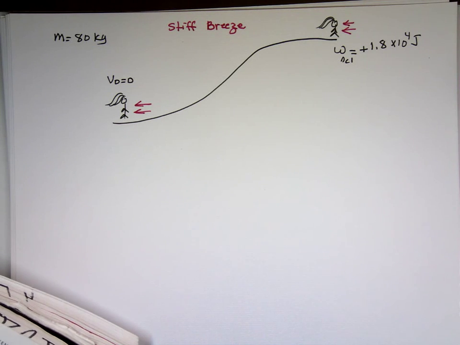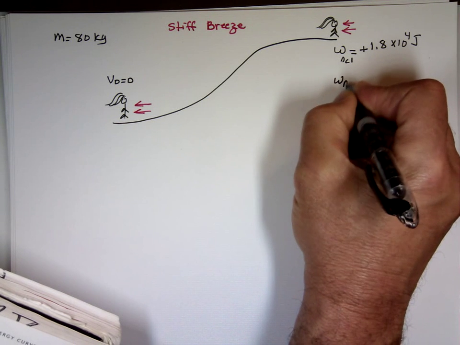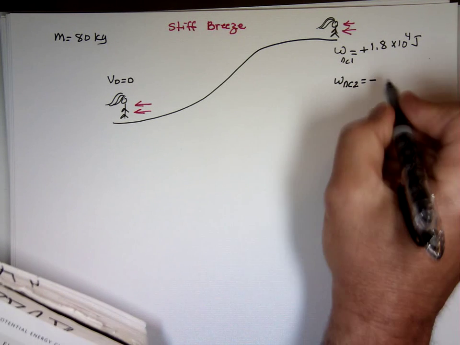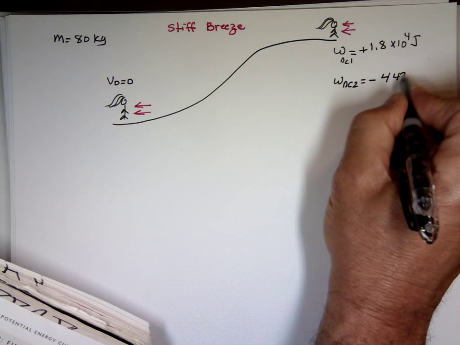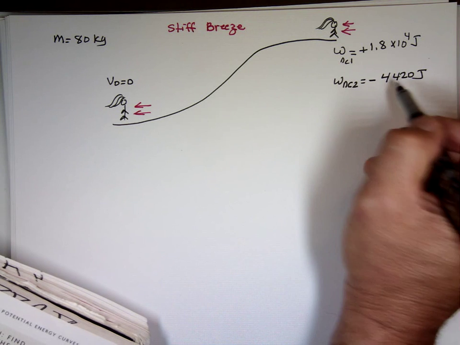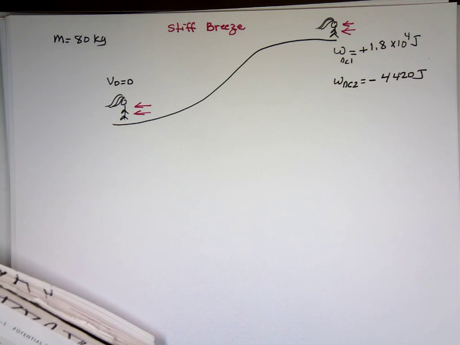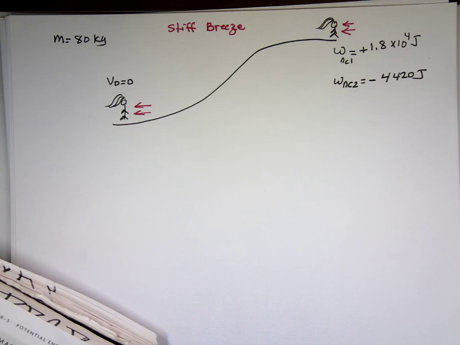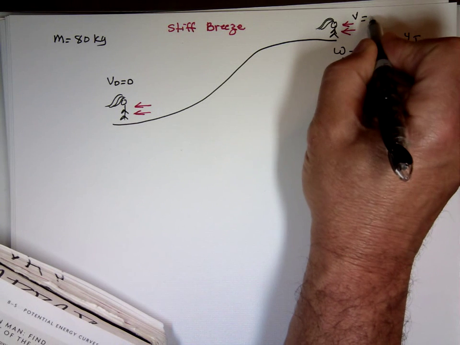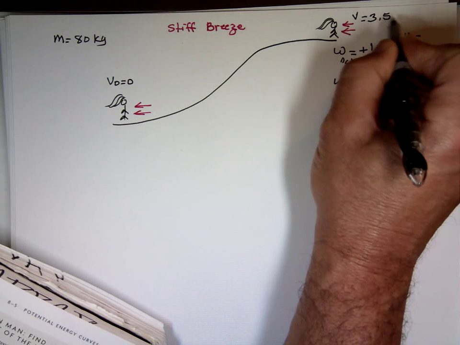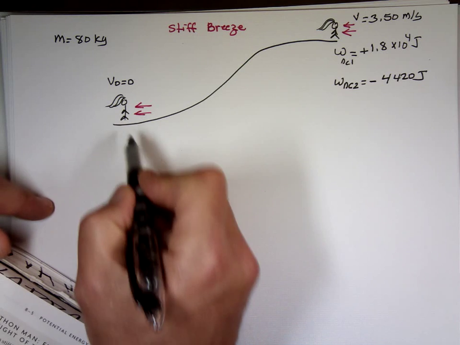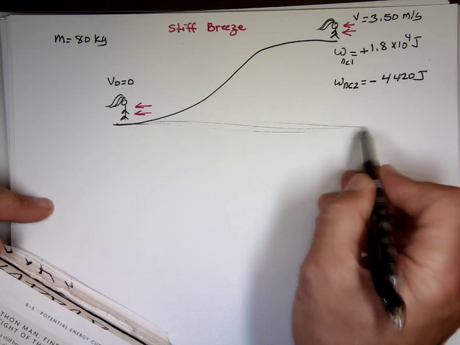The wind here, another non-conservative force, has done a negative work of 4420 joules. This number is larger than this. You have to do more work to compensate for the wind. We know the jogger speed at the top was, the velocity here is 3.50 meters per second. Find the height of the hill in relation to where you started from, how high that hill is.